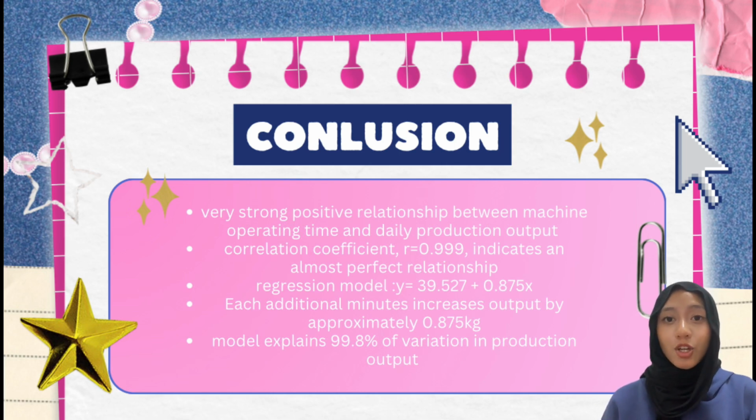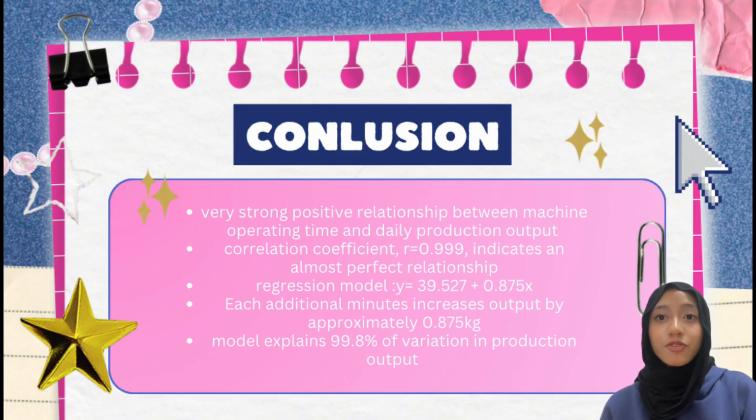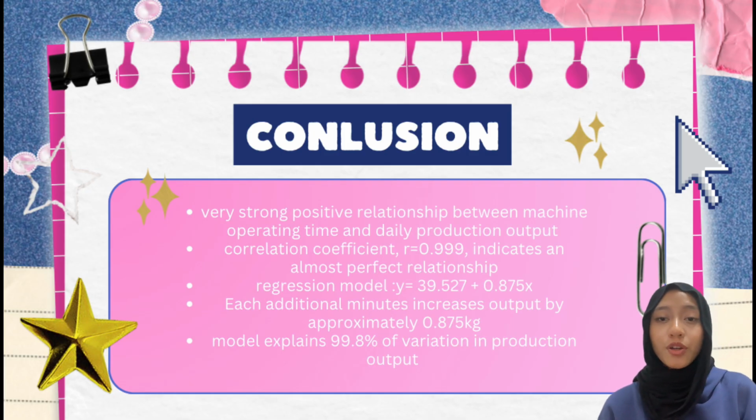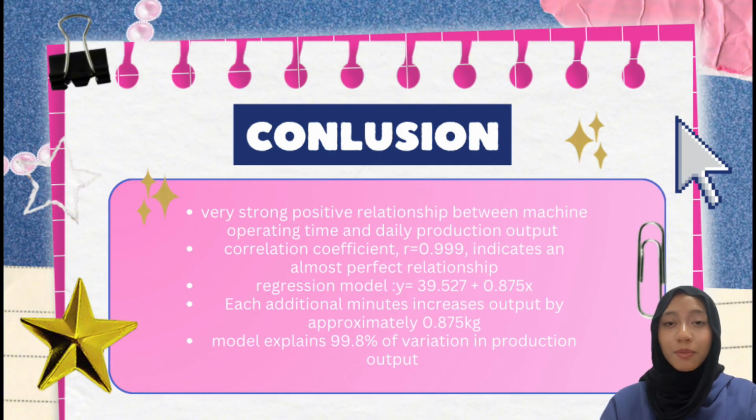Second, the high correlation coefficient and linear regression model. This value is very close to 1, which confirms that longer machine run times are almost perfectly associated with higher production output, and this model shows that operating time can be used to predict daily production output accurately. Next is the interpretation of the regression, which is that each additional minute increases output by approximately 0.875 kg. This means that even small increases in operating time can be linked to measurable improvements in production output.